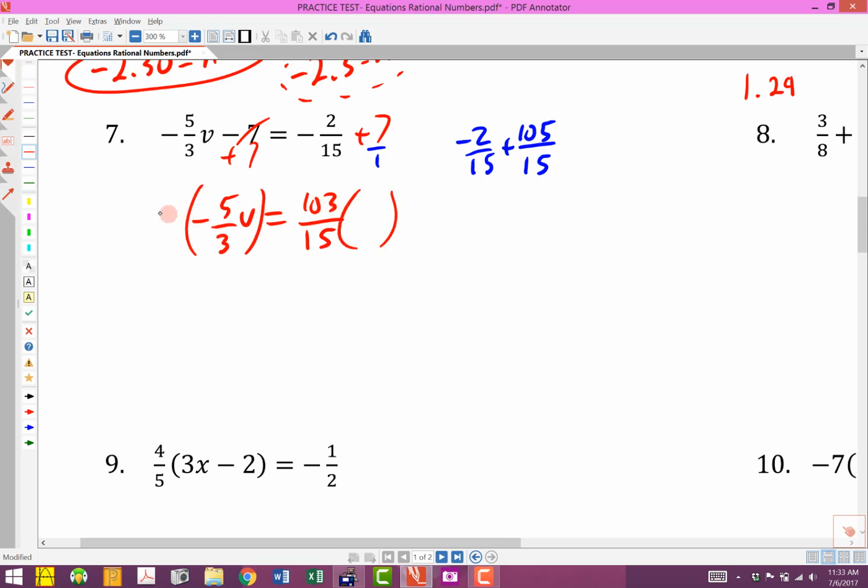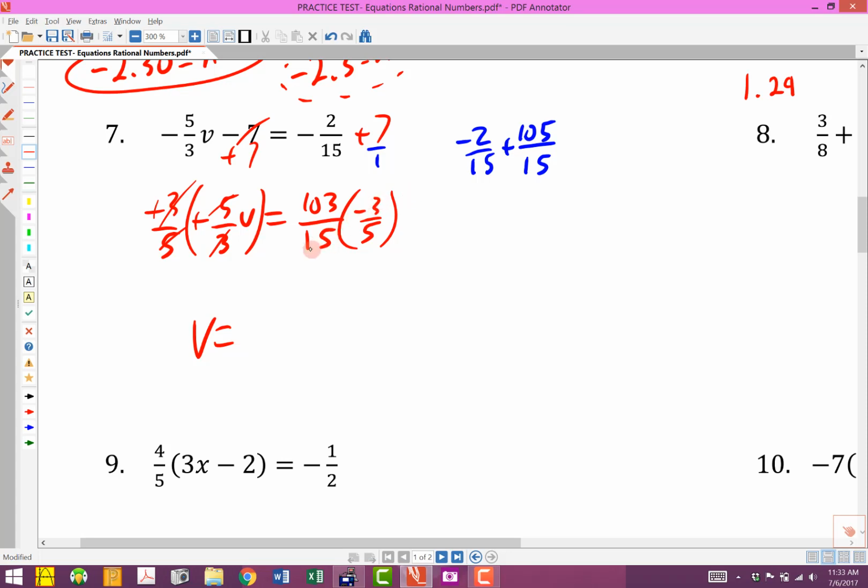We're going to multiply by the reciprocal, so negative 3/5 here, negative 3/5 here. Negative times a negative is a positive, like we want. The 3's cancel, the 5's cancel, so there's our v all by itself. And then let's see if we can do any cross cancellation here.